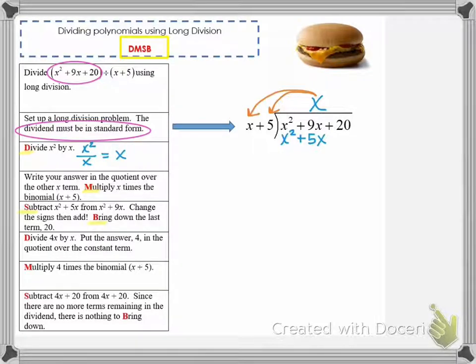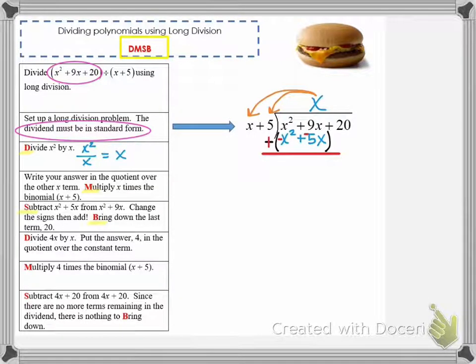So that was M. Now I'm at S, subtract. I have this binomial x squared plus 5x. I need to subtract that from the binomial x squared plus 9x, which is written right above it. When we subtract polynomials, it's often easier to change the subtraction sign to addition, and then change the signs inside the parentheses. So change the signs and then add. Subtracting the binomial x squared plus 5x is the same as adding negative x squared plus negative 5x.